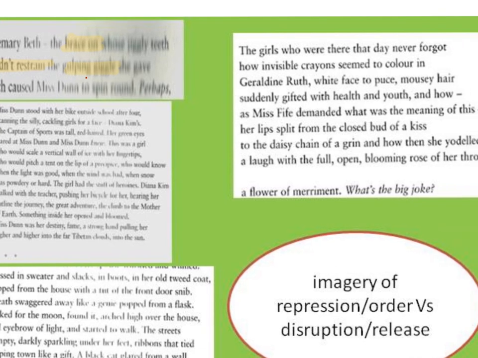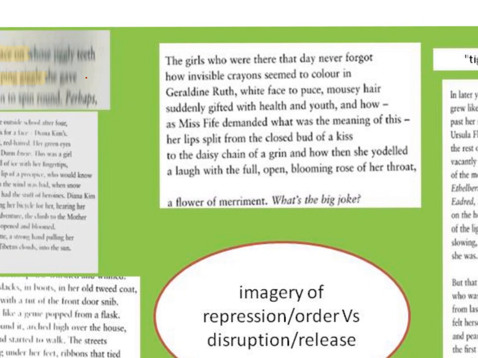Moving clockwise, we come to this quote. We see another pupil here, Geraldine Ruth, and we notice how her lips split from the closed bud of a kiss to the daisy chain of a grin, and then how she yodeled a laugh at the full open blooming rose of her throat, a flower of merriment.